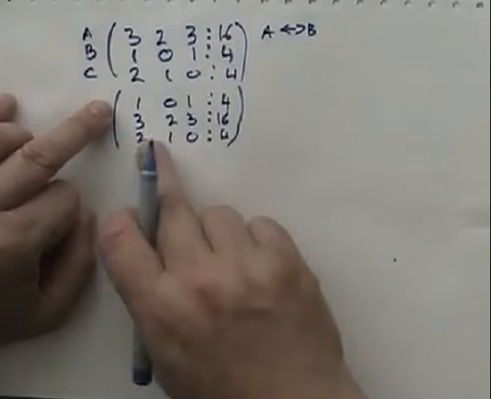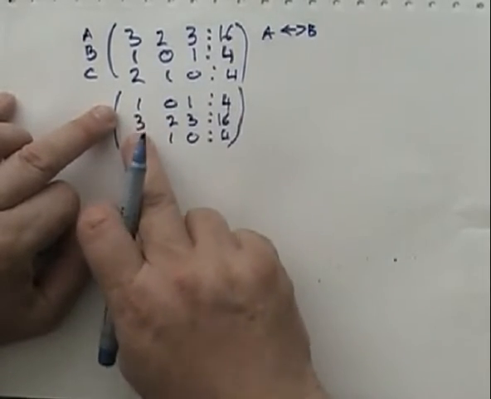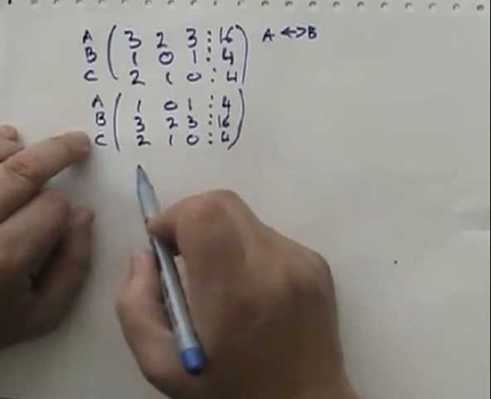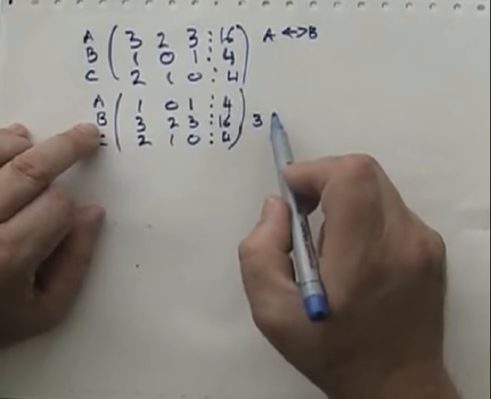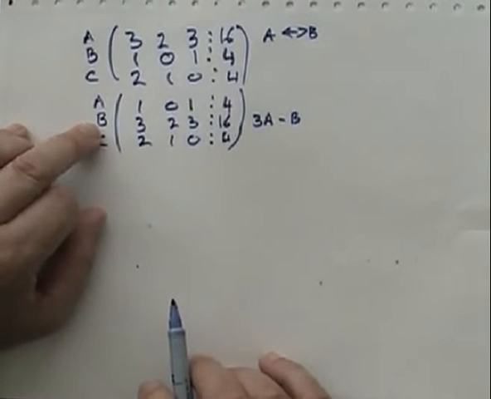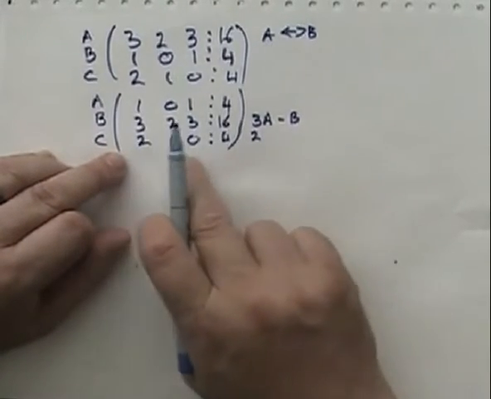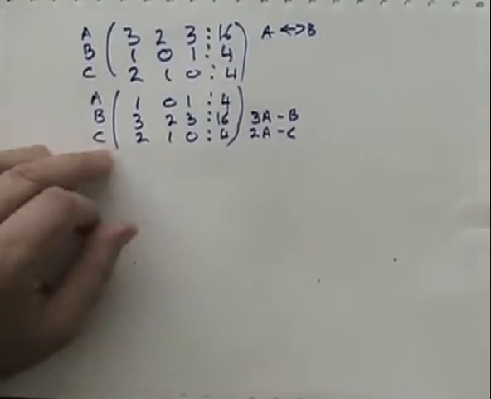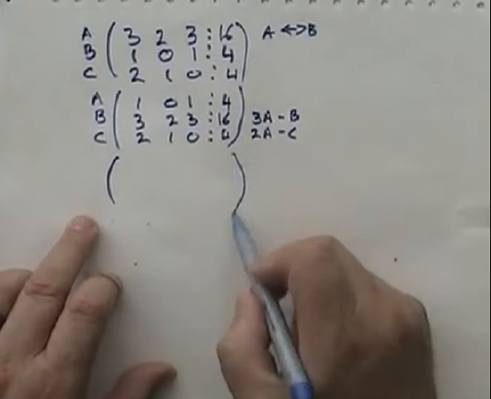I'm going to subtract this row from this, but I want this to equal 0. So A, B, C. I'm going to go 3 times row A minus row B. I can do the same thing down here. The new version of this row is going to be 2 times row A minus row C. But we'll do these one row at a time. So I put my new matrix down.